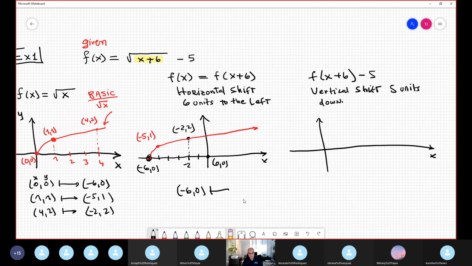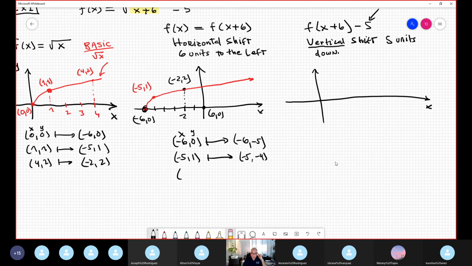-6, 0 is transformed according to the second transformation, that is -6, -5, because in this transformation you are subtracting 5 in the y component. The x stays the same because it's vertical, and the y, you subtract. This point, -5, 1, should be -5, -4, because 1 minus 5 is -4, no?